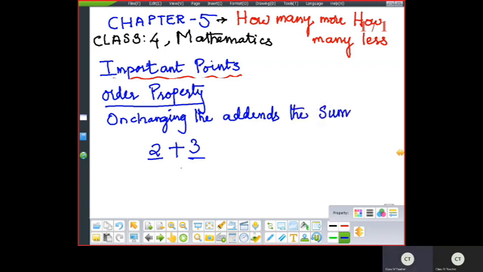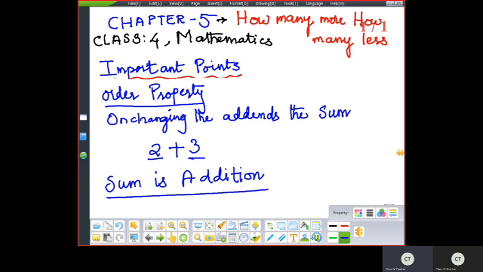What is sum? As I told you, sum is addition. If they ask you to find the sum, children, what will you do? You will add. Sum is addition. The sum remains the same. Okay, children? This is the order property.